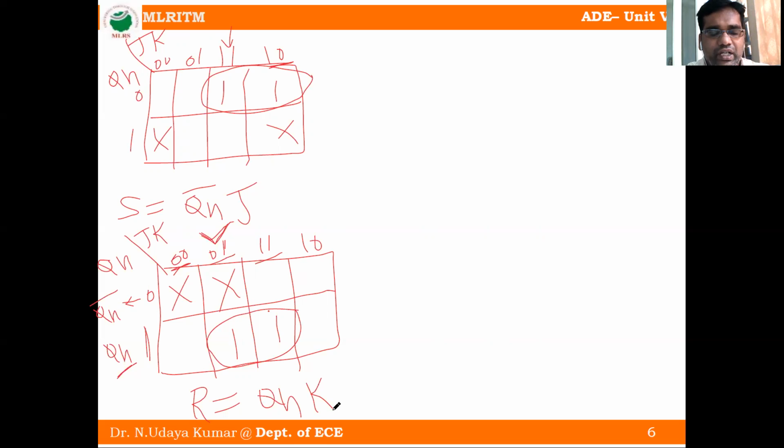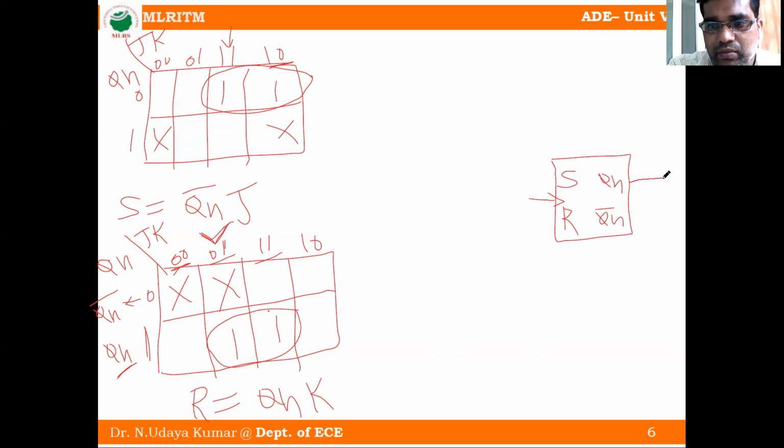So that means we have an SR flip-flop. I draw this SR flip-flop here, with inputs S and R, outputs Qn and Qn bar, and a clock that is always there. This is called an SR flip-flop. We have an SR flip-flop available now.